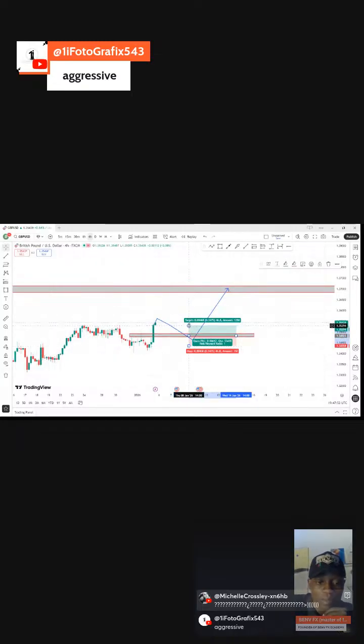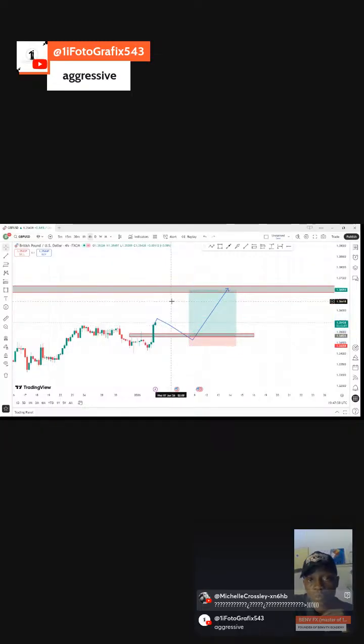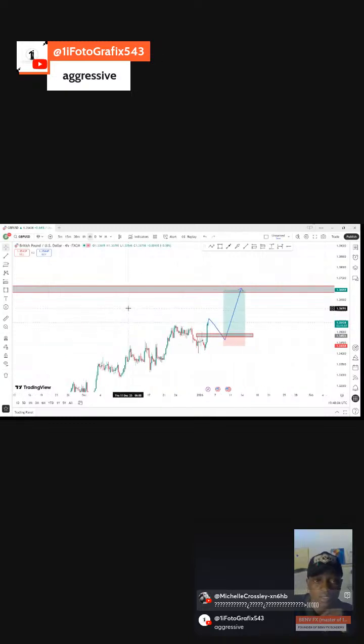And my target will be this particular resistance level. This is about 1 to 4.5. This is exactly what I'll be waiting for tomorrow to follow the market to the upside.